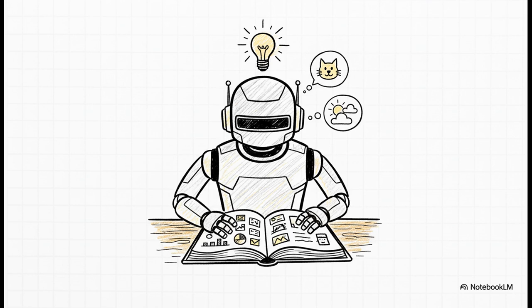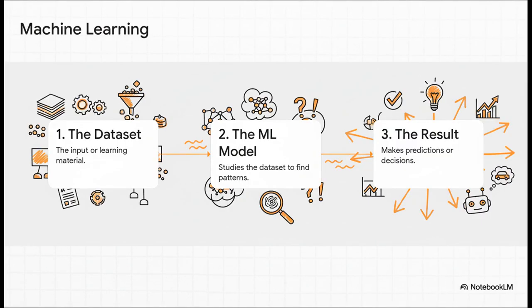Think about it. Without a book to study, how would you learn a new subject? It's the same for a machine. Without a data set, it can't learn how to spot spam or recommend a movie or pretty much anything. So in the world of machine learning, it's this really simple process. Step 1, you feed the machine a data set. That's its textbook. Step 2, the machine, or the model as we call it, just studies that data set.